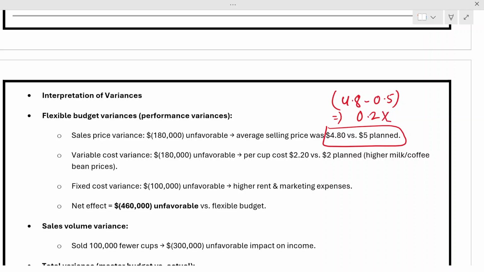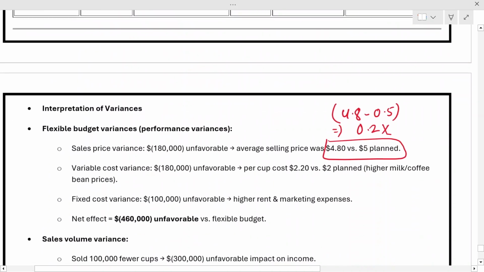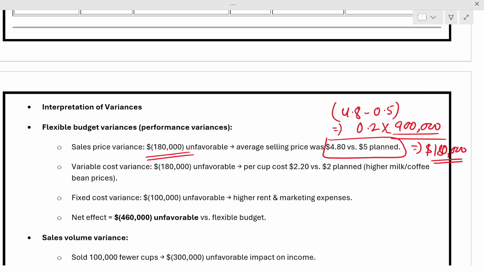dollars. If you multiply that with the actual number of cups, because the loss you have incurred is on the actual number of cups, which is 900,000 cups, then that gives you the total loss, which is $180,000 here. You can see that impact, $180,000.